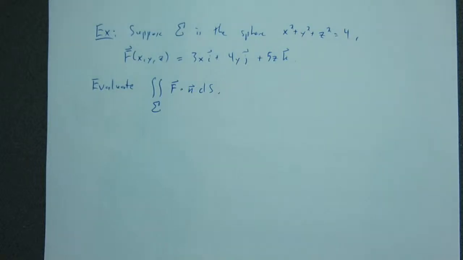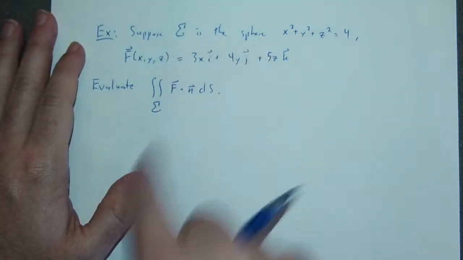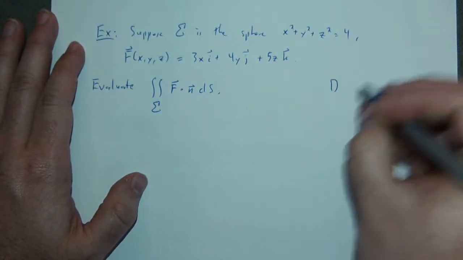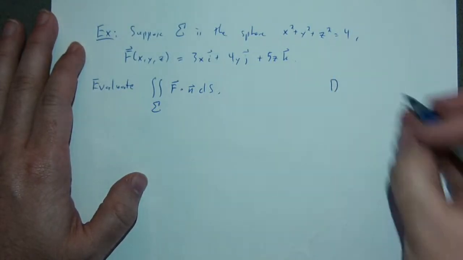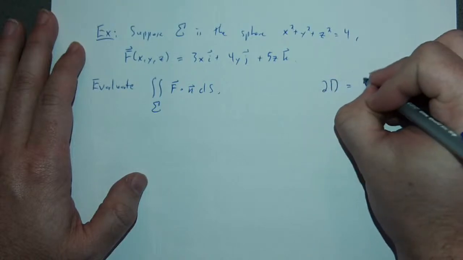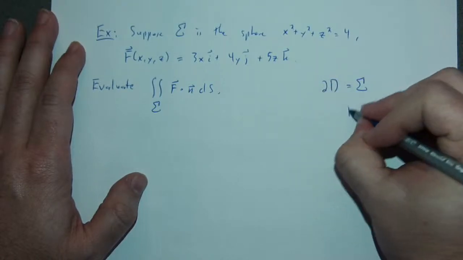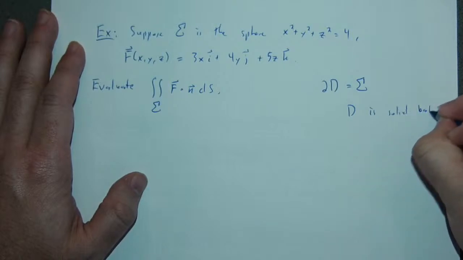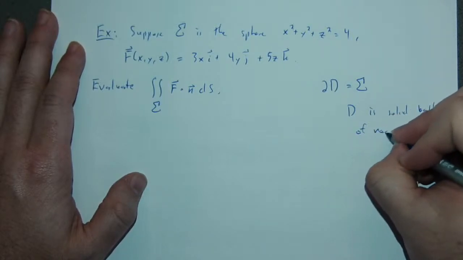Well, note that if sigma is the sphere, then D, the inside of the sphere, such that the boundary of D is sigma, D is the solid ball of radius 2.